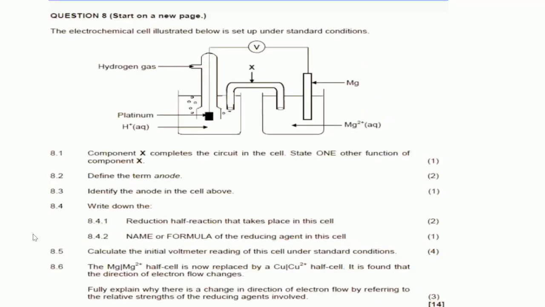Then 8.5 says calculate the initial voltmeter reading of this cell under standard conditions. So, okay, let's calculate the initial reading. We simply write E cell is equal to E cathode minus E anode, right? Now, using our table 4B, whatever is found above is the anode and whatever is found below is the cathode, right?